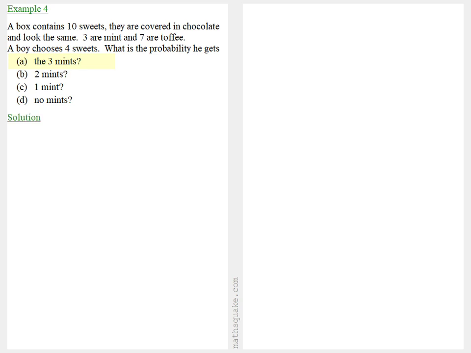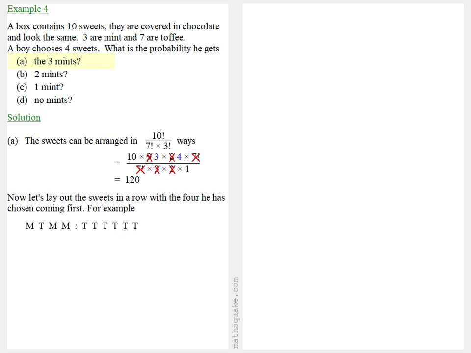So to solve this, if we consider all the ways the sweets can be arranged, there are 10 sweets of which 7 are the same and 3 are the same. So the number of ways they can be arranged is 10 factorial over 7 factorial times 3 factorial, which is 10 times 9 times 8 times 7 factorial over 7 factorial times 3 times 2 times 1, which cancels down and leaves 120.